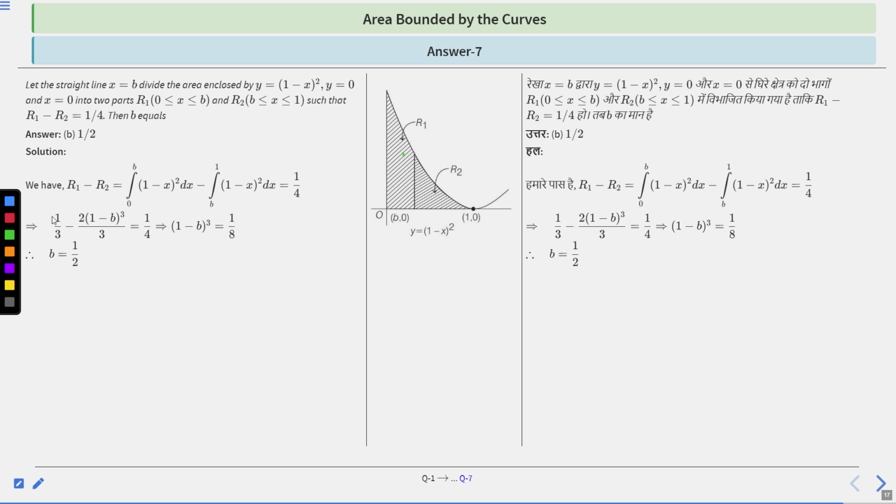So after integrating this term and putting the limits, you will get 1 by 3 minus 2 times 1 minus b whole cube upon 3 is equal to 1 by 4. Therefore, you will get 1 minus b whole cube is equal to 1 by 8, right? Therefore, you will get 1 minus b is equal to 1 by 2. Therefore, b is equal to 1 by 2, right? B is equal to 1 by 2 is the right choice. Got it?